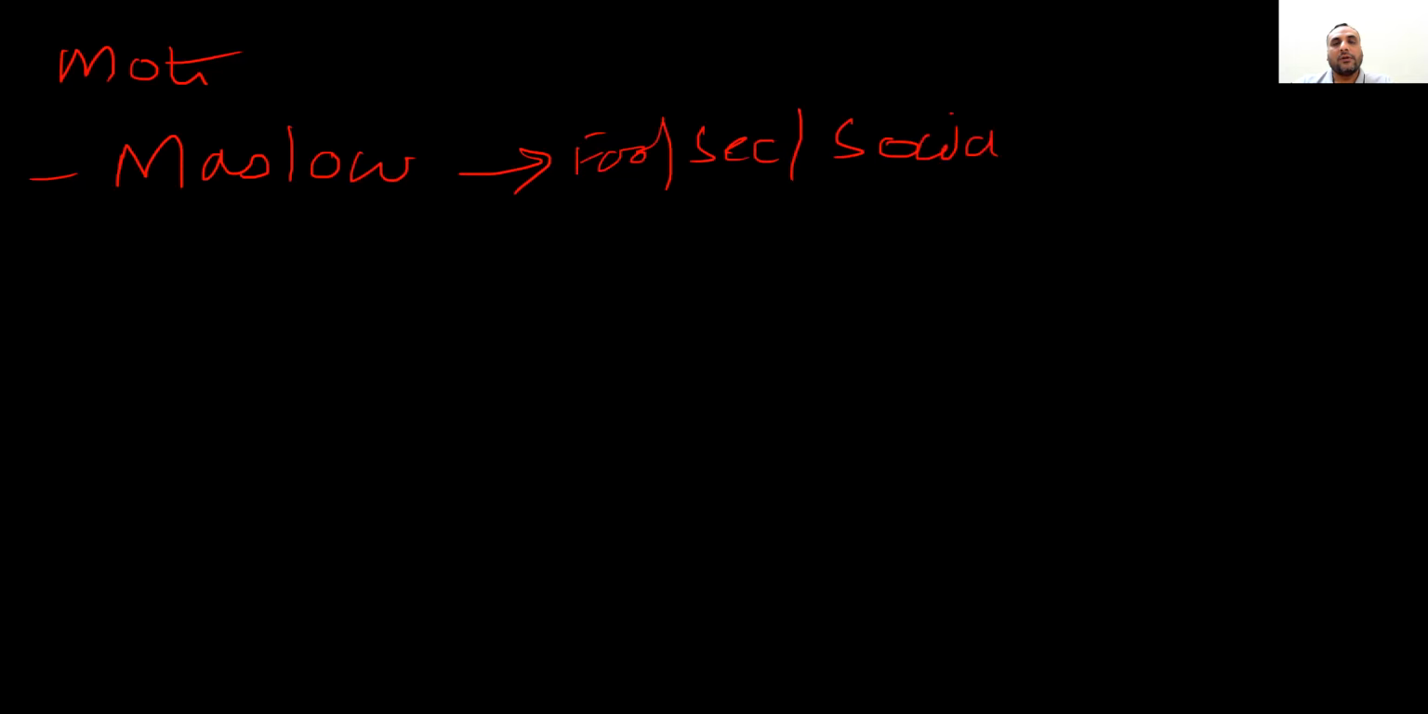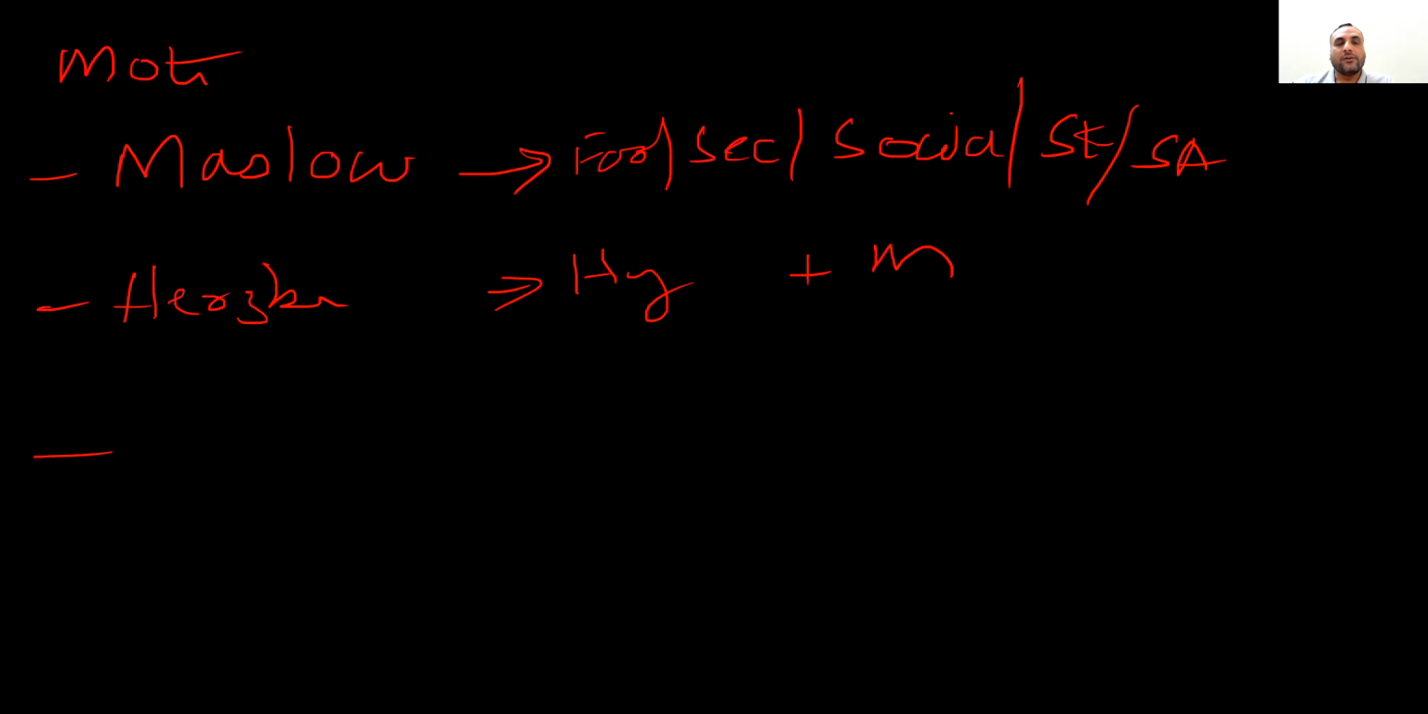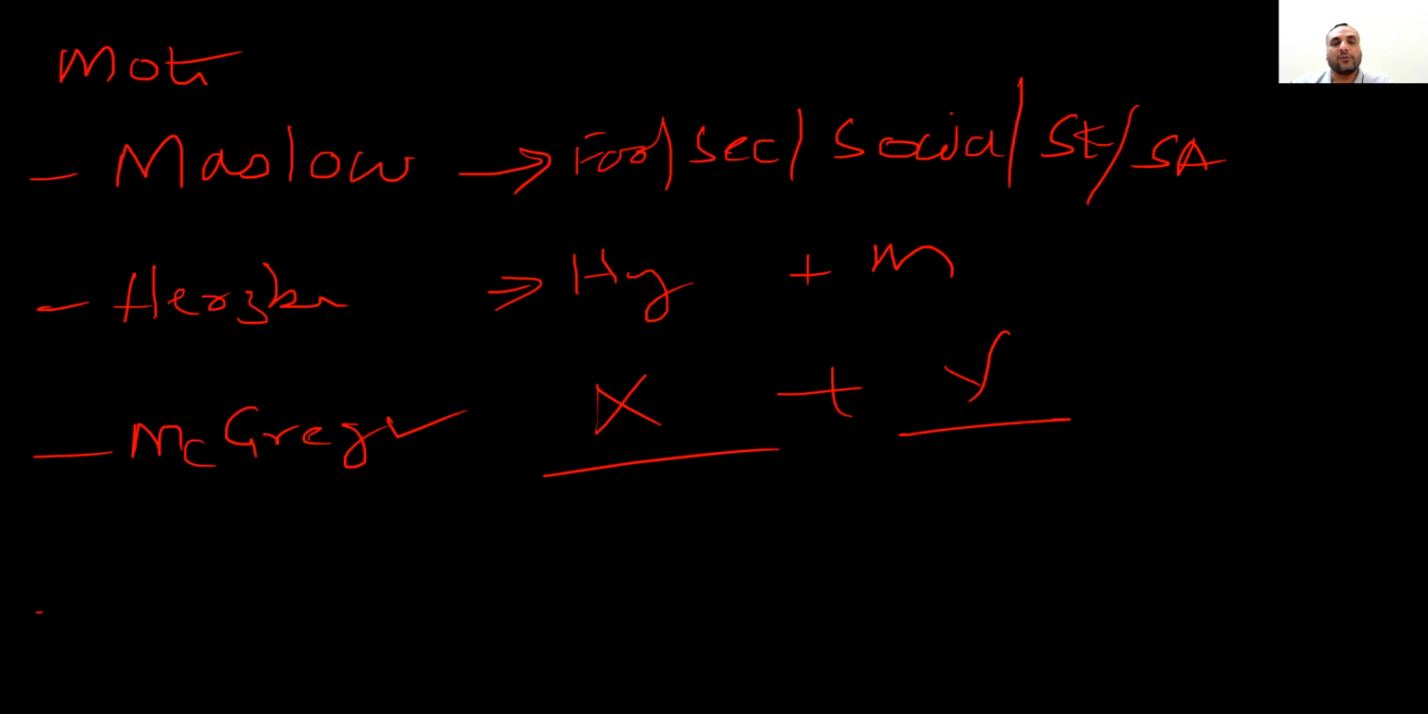Then we have motivation theories. Number 1 was Maslow, which has 5 stages, which are what? Food, security, social, self-esteem, and self-actualization. We have Herzberg, which has hygiene factors plus motivation factors. We have McGregor, X and Y. X are bad type of people, Y are creative type of people. McClelland's achievement theory provides the rewards accordingly. These are the motivation theories.